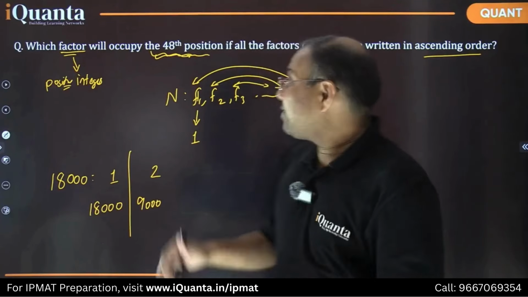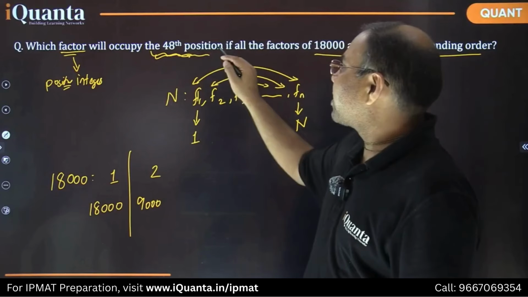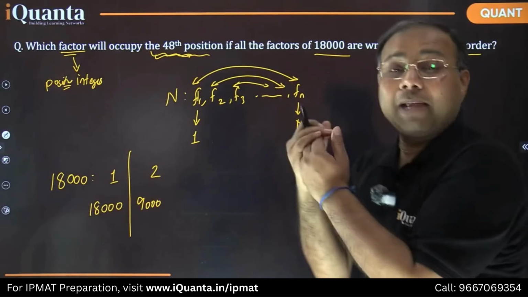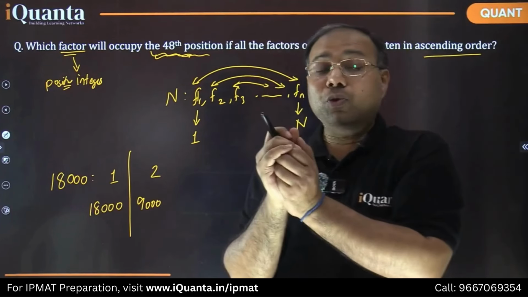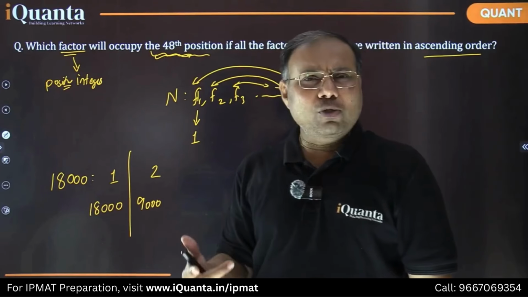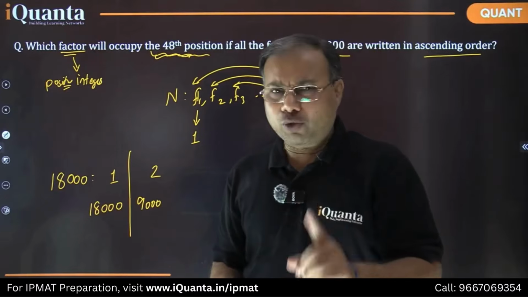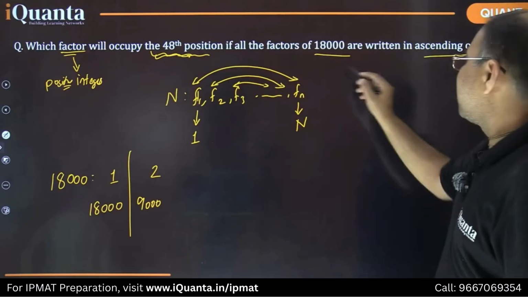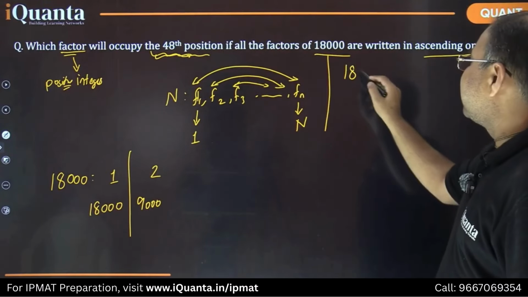So our objective is to identify the 48th factor in ascending order, from the beginning. Which factor will correspond to the 48th factor? That also we need to know. For that, the first thing we should do is find out the total number of factors for this number. So let's calculate the total number of factors.